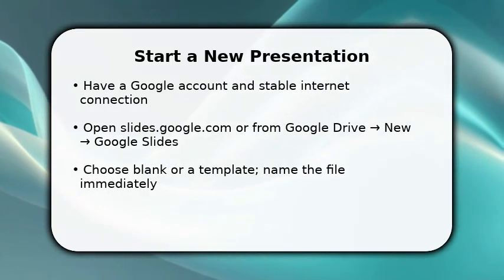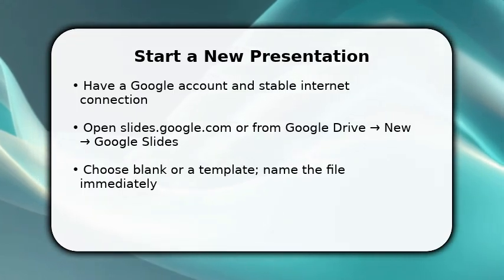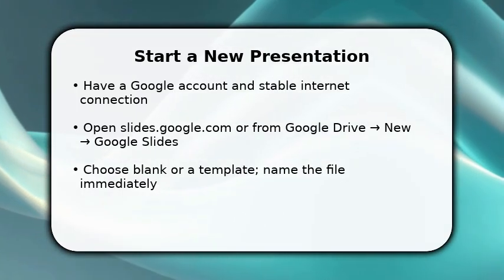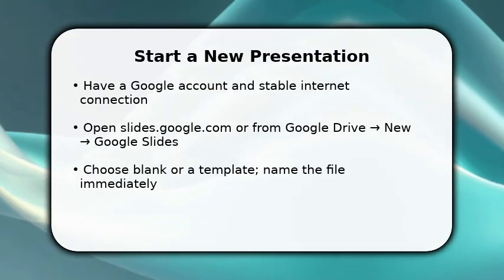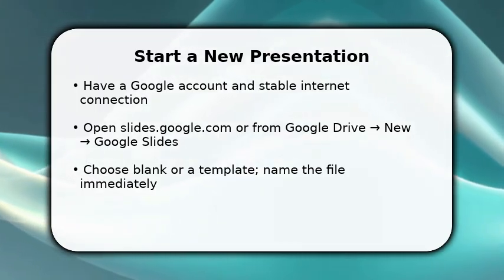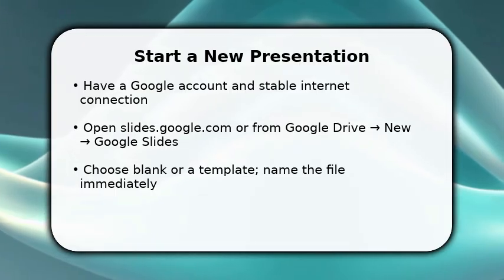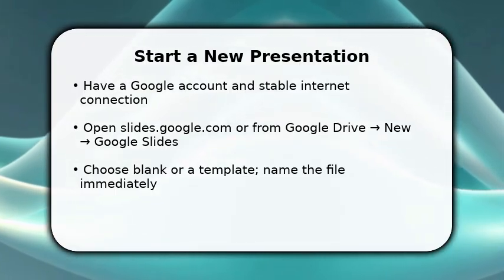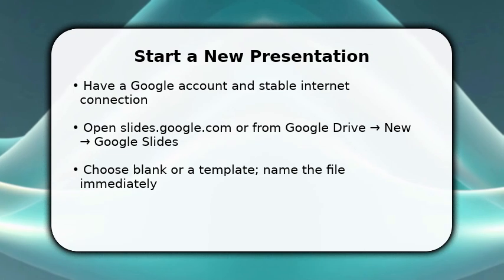Once there, pick a template only if it saves time, otherwise choose blank to control layout. Rename the file at the top so autosave keeps the title. Make sure to set a simple slide size now to avoid reformatting later. This step preserves spacing as you add content.